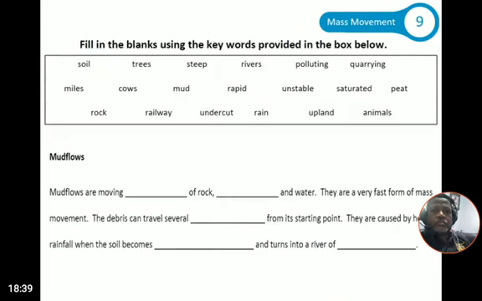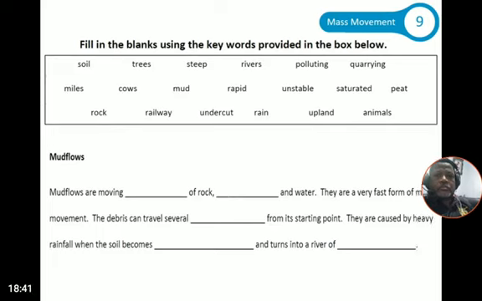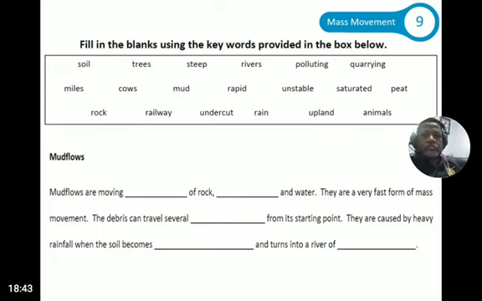What I'd like you to do now is fill in the blanks using the keywords in the box above. So you have 5 words that you need to fill in. Just to note, you will be doing fill in the blanks for landslides and bog bursts. So this box of words is going to be used for the 3 topics, or the 3 types of mass movement. So from this box, select the keywords and fill in the blanks.